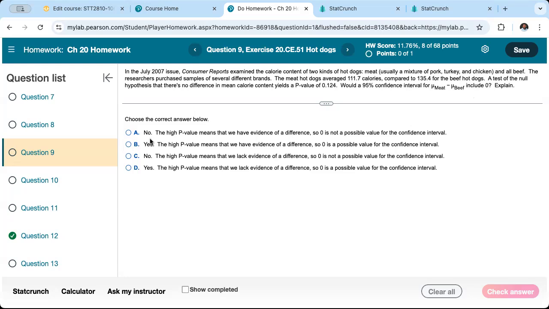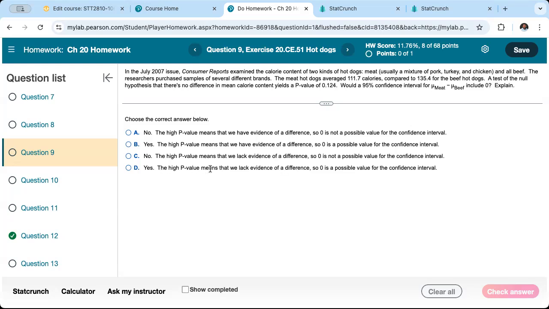So you can see the no's are out. So yes, the high p-value means that we have evidence. No. So a high p-value means that what? We lack evidence. Is that okay? Right? If the p-value is high, it means there is insufficient evidence.